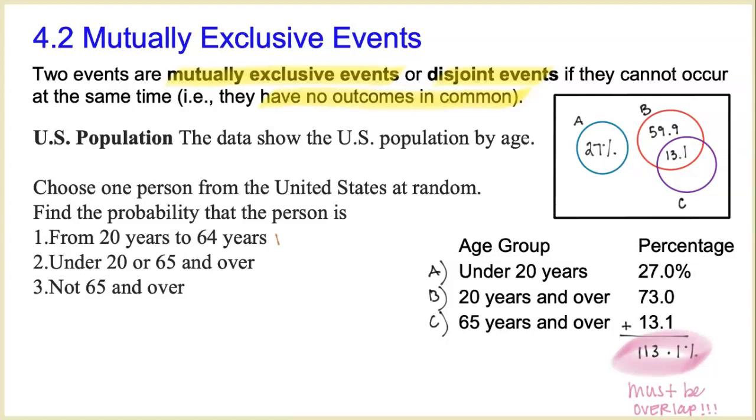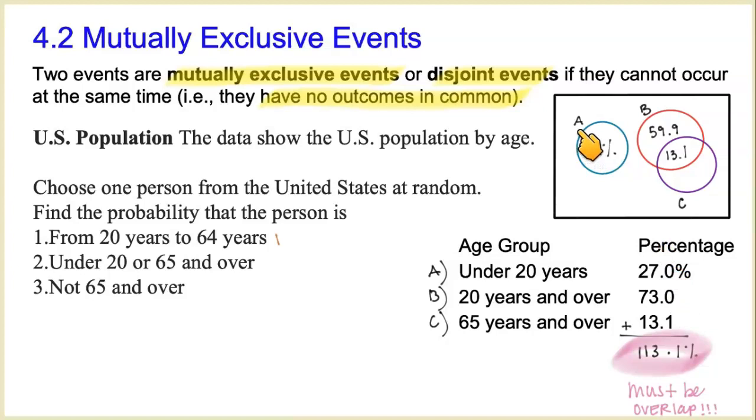If we subtract that, we get 59.9% of the population who would be 20 years or older until you get to 64, and then 13.1% are 65 and older. Now there is no number in this overlapping part, because this 13.1% is shared between group B and group C, and then the total in group B, if we put those two numbers back together, is 73%.